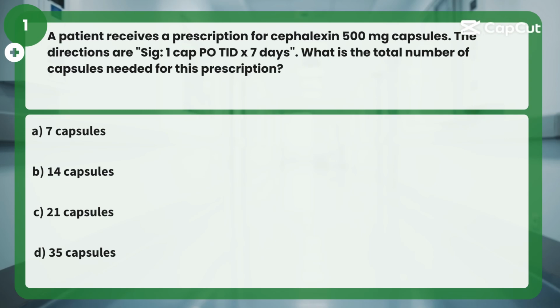Question 1. A patient receives a prescription for cephalexin 500 mg capsules. The directions are Sig. 1 cap PO TID x 7 days. What is the total number of capsules needed for this prescription? A. 7 capsules. B. 14 capsules. C. 21 capsules. D. 35 capsules.